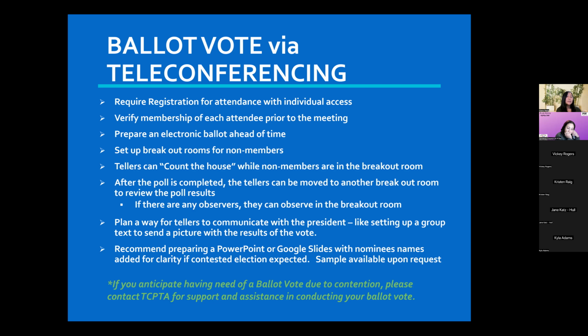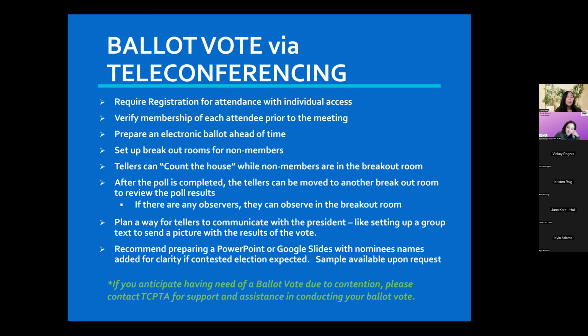The person who's setting up the Zoom can prepare an electronic ballot ahead of time. You can set up breakout rooms for members so that if there are people who cannot vote, you can put them in a breakout room. Then you send that poll out and each person only gets one vote automatically. If you send the poll to everyone in the room, then everybody who's there gets a vote. So if you don't have a membership list, you can just give it to everybody and they can vote. And the poll basically will tell you how many people there were and what the votes were.